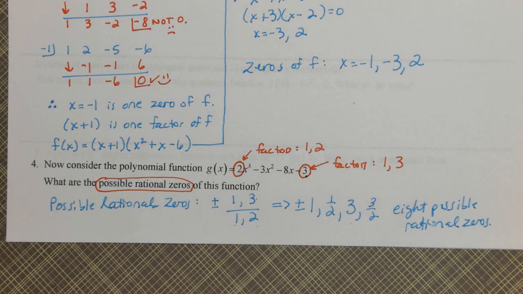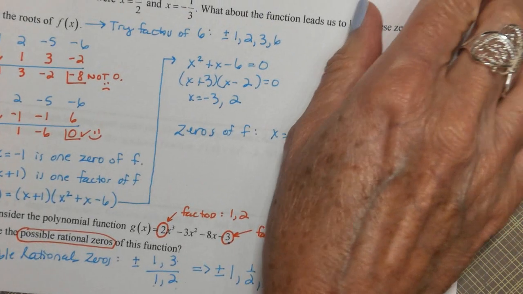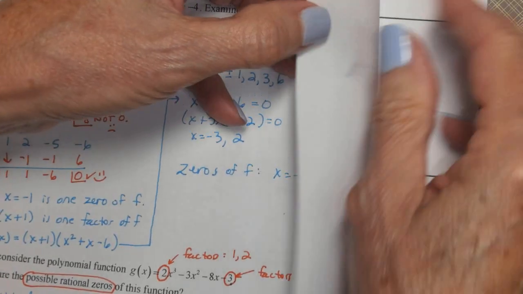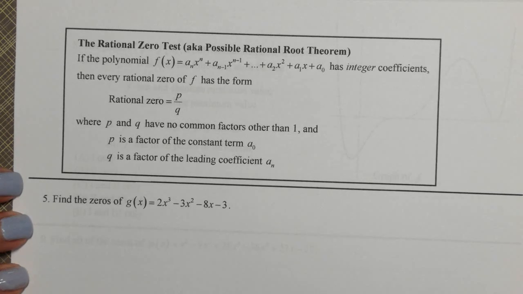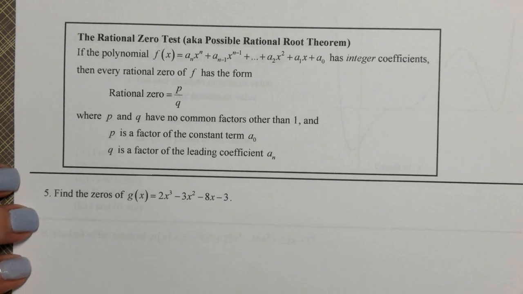But those are the only ones. So I would not try 2 or negative 2 or 4. These are the 4 that I would try. Okay? All right, and that leads us to a theorem. The rational zero test, also known as the possible rational root theorem. Some books call it that.